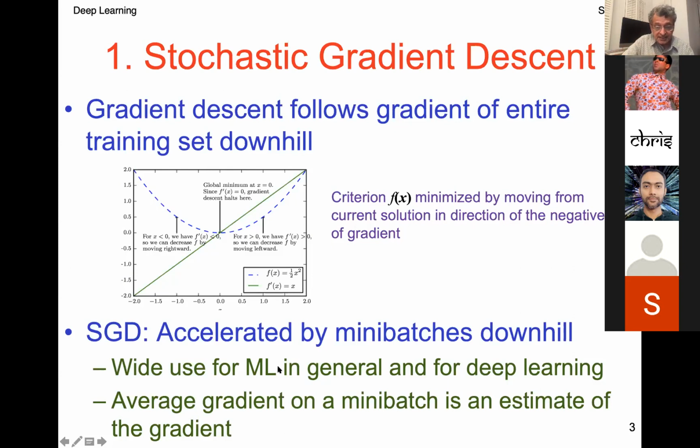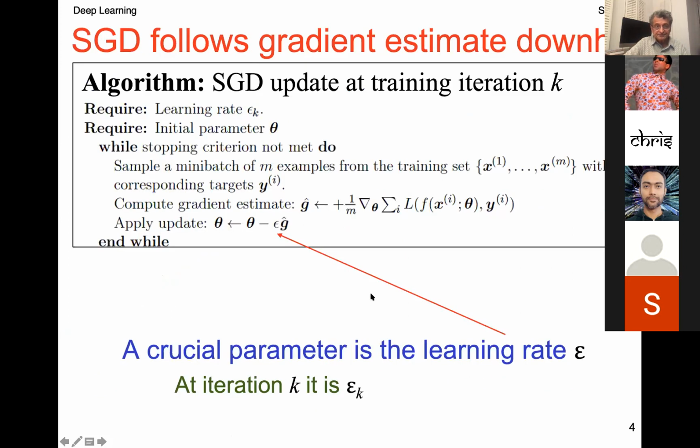Stochastic gradient descent is accelerated by mini batches downhill. It is widely used for machine learning in general and for deep learning in particular. The average gradient on a mini batch is an estimate of the gradient. So stochastic gradient descent follows the gradient estimate downhill.